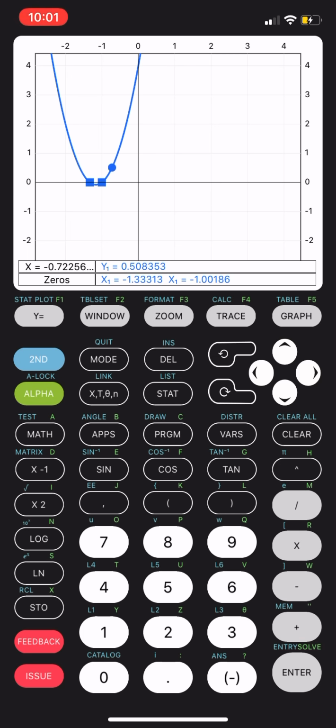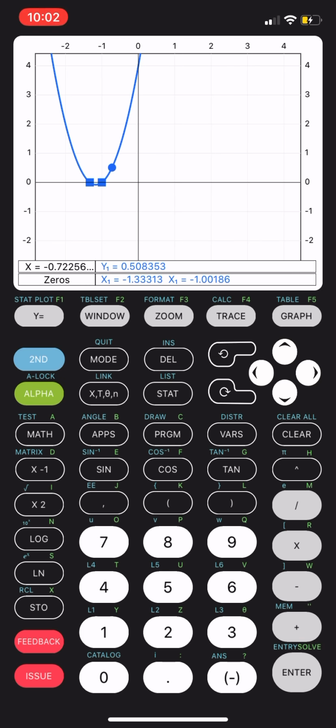What's great about this calculator is that it gives you both of the roots without even having to do it twice. If you look where it says zeros, your zero is going to be x equals negative 1.33313, and your other root is going to be x equals negative 1.00186. The last thing they ask you to find is your y-intercept.